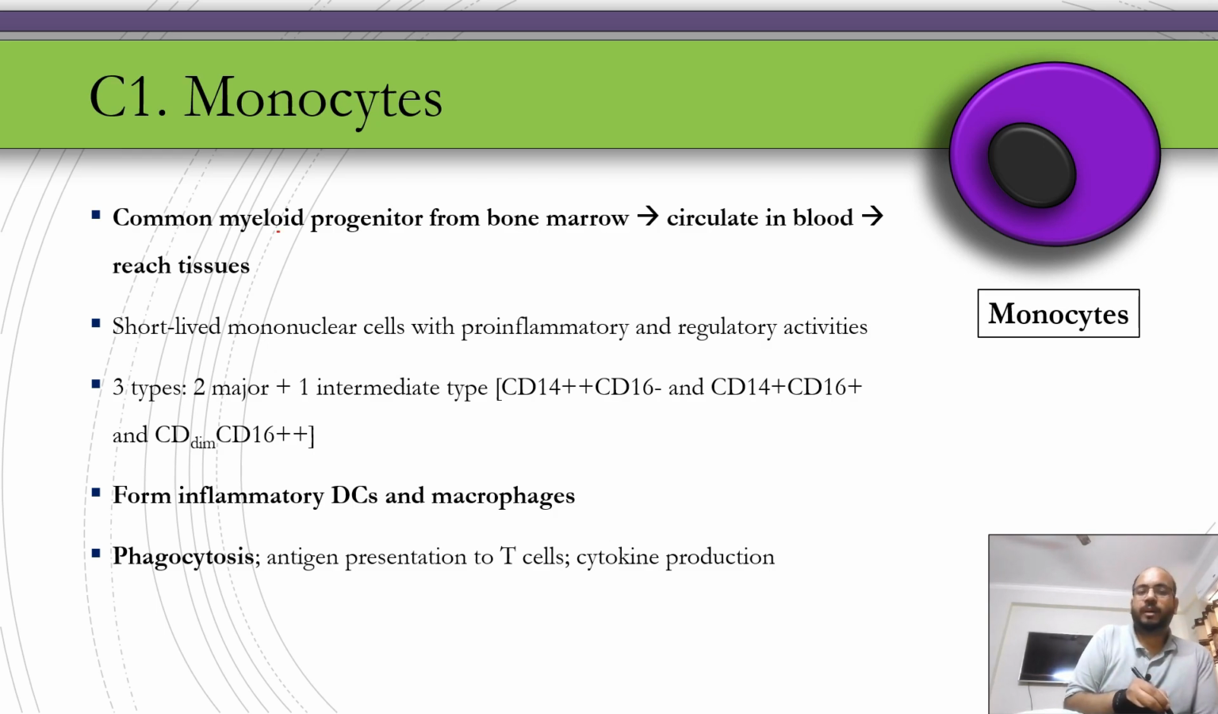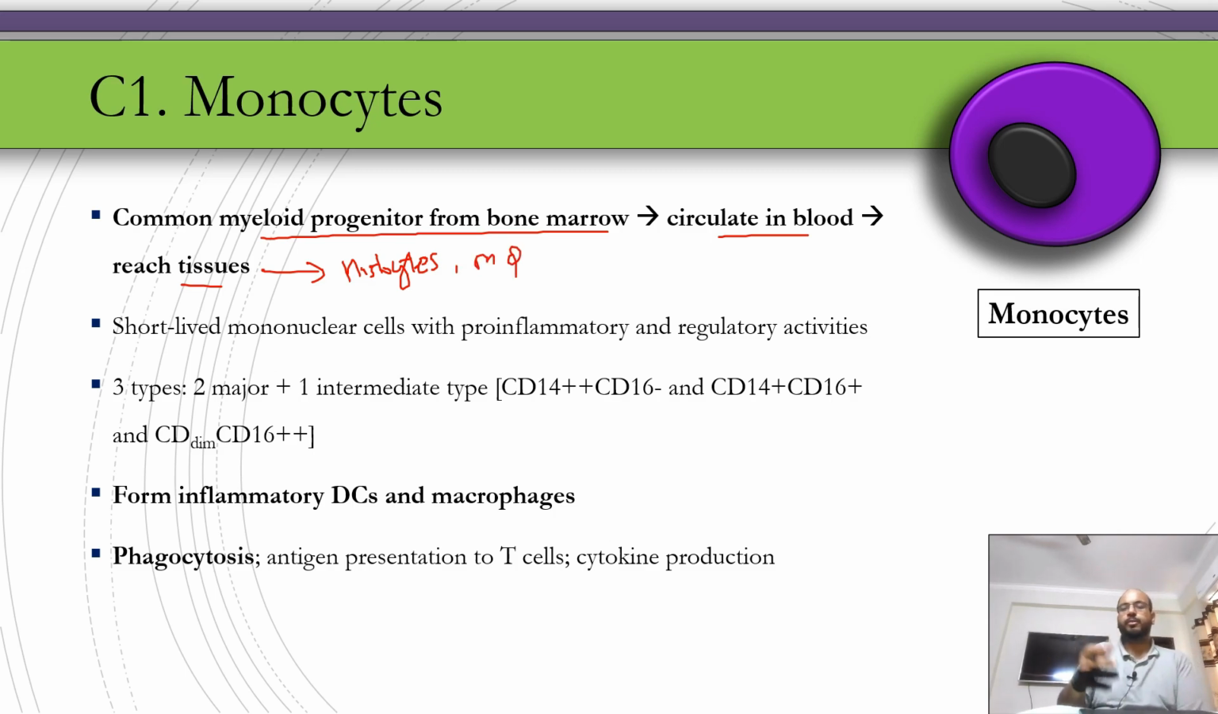Now, monocytes come from myeloid progenitors in the bone marrow. We have discussed them in the starting of this video. They circulate in blood and then they reach the tissues. When they reach the tissues, monocytes get transformed into histiocytes. Histio means tissue, like histology. So histiocytes, and then you have macrophages. That's how monocytes modify themselves. They are short-lived mononuclear cells with pro-inflammatory and regulatory activities.